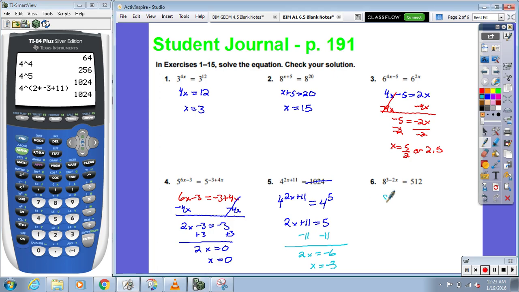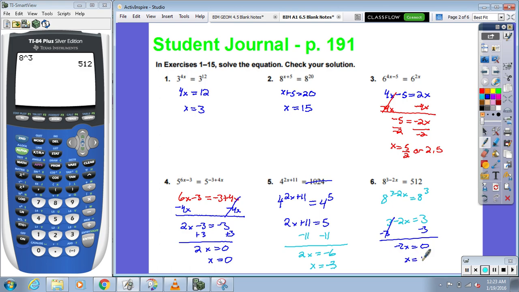So on number 6, go ahead, pause the video, and see if you can come up with what 8 to the power is to equal 512. Okay, so hopefully you thought through that it is not 8 squared, because 8 squared is 64. So let's try 8 to the third power, which happens to be 512. So now I can say that 3 minus 2x equals 3. I can now set the powers equal to each other. So I'm going to subtract 3. I get negative 2x equals 0. And when I divide by negative 2, I still have x equals 0, and that is my answer.